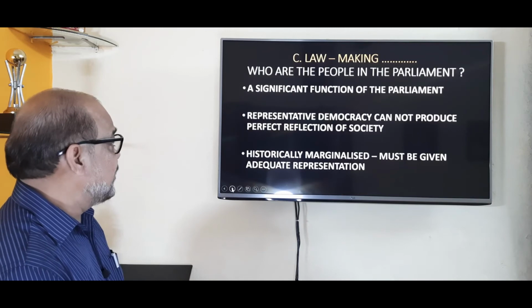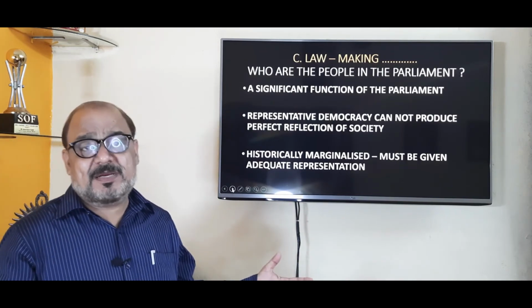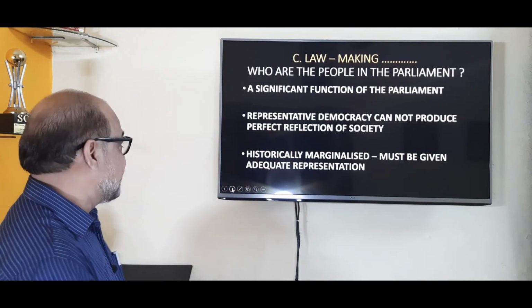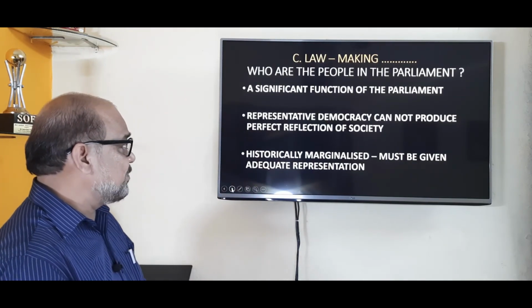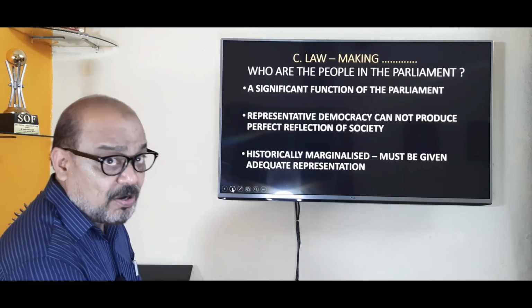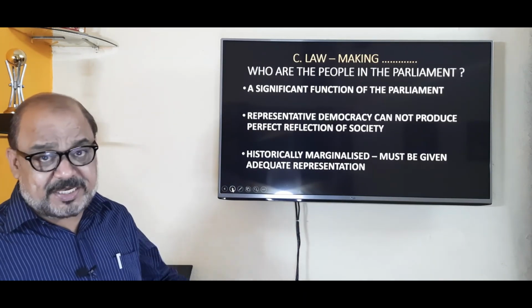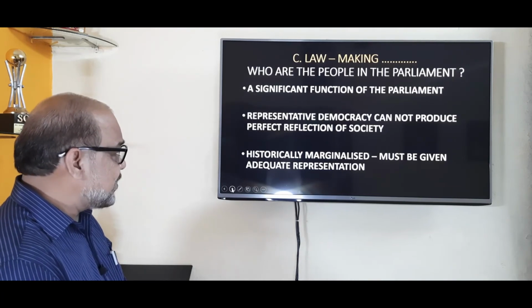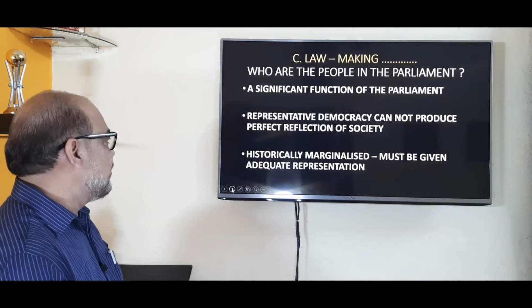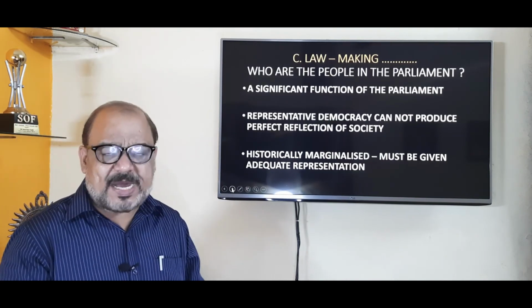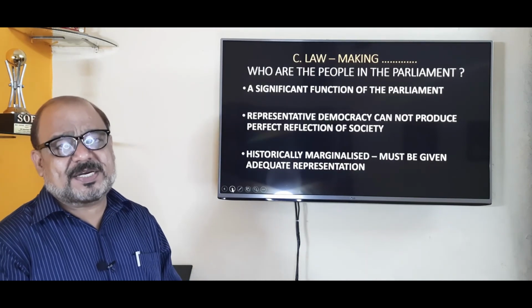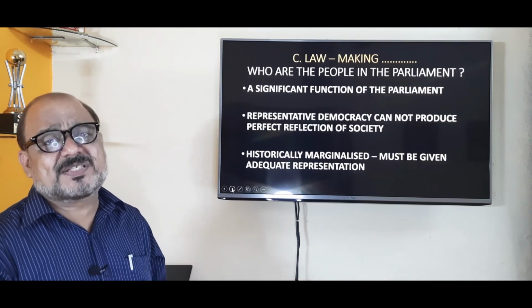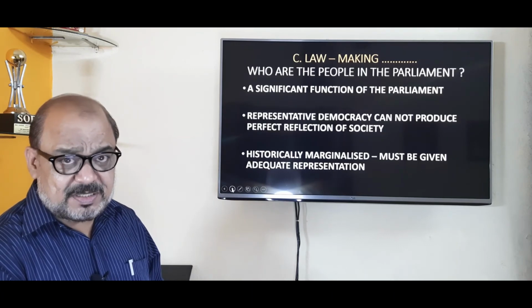Who are the people in the parliament? The people in the parliament are the representatives of the people, directly elected or indirectly elected. A significant function of the parliament is to make laws. It is the highest law-making authority in a country. The representative democracy cannot produce perfect reflection of society. Why? Because in the society, people belong to different caste, creed, language, region, religion, financial status, and so many things.